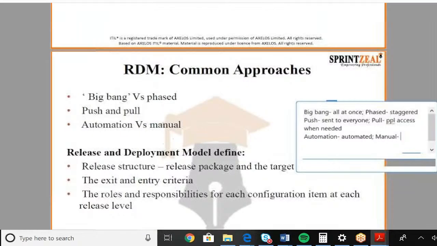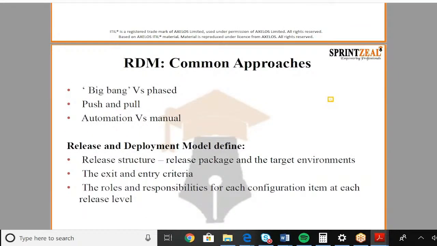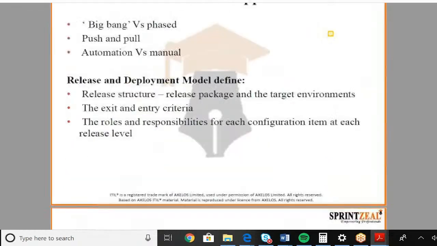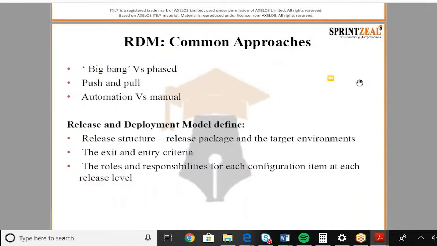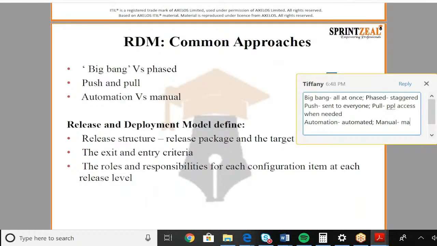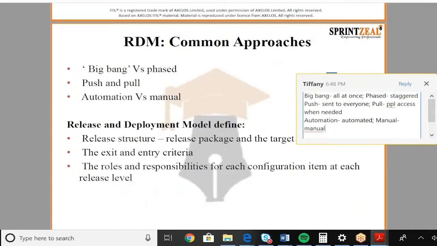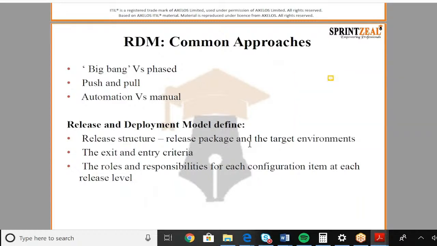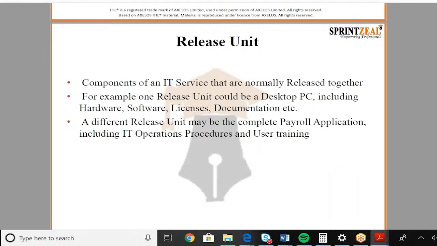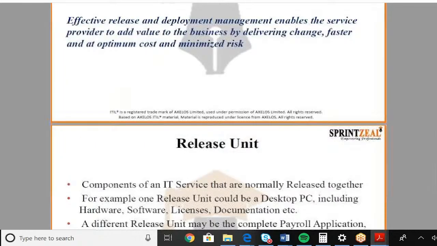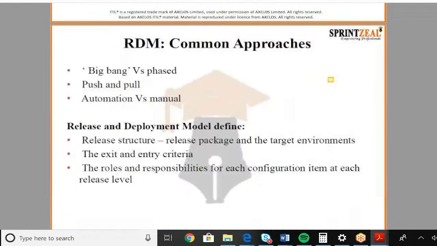Okay, so uh-oh, I lost my place. No. There we are. I don't want to use manual for manual, but that's really what it is. Okay. Okay, so those are the three approaches.